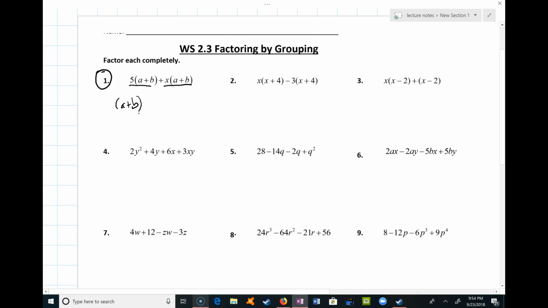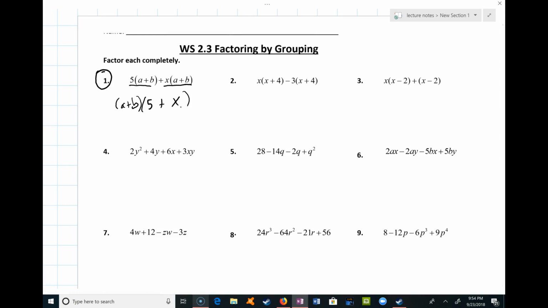So I'm just treating it like one thing right now. And of course, if I do that, I write what's left when I divide each term by a plus b. So 5 times a plus b divided by a plus b is 5. And x times a plus b divided by a plus b is x. And you see what we get is a factored form of that thing.